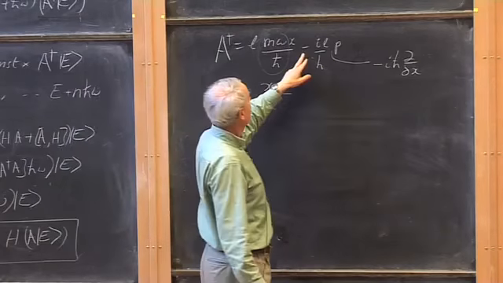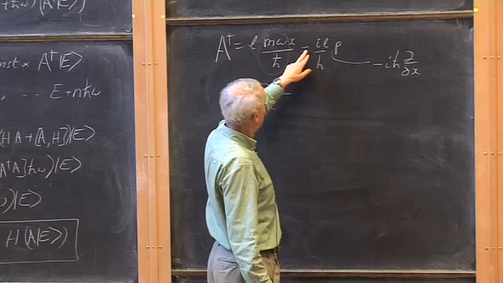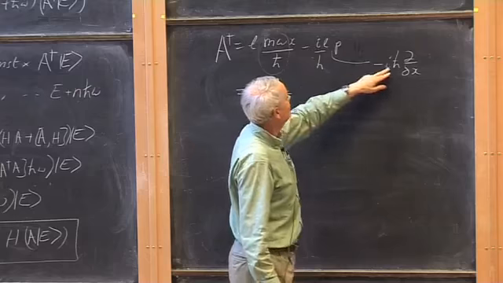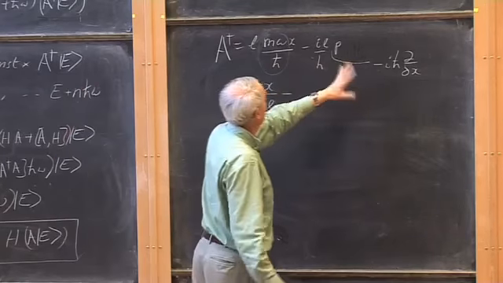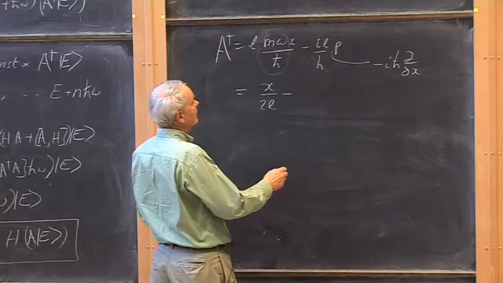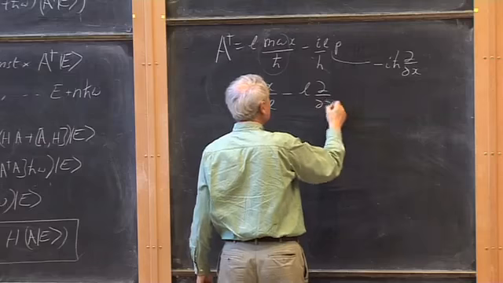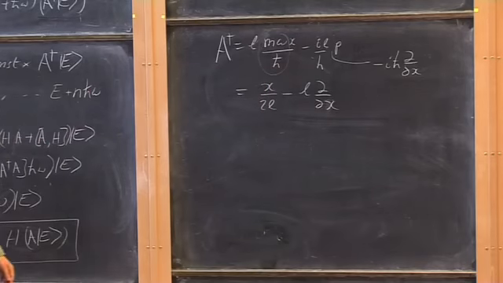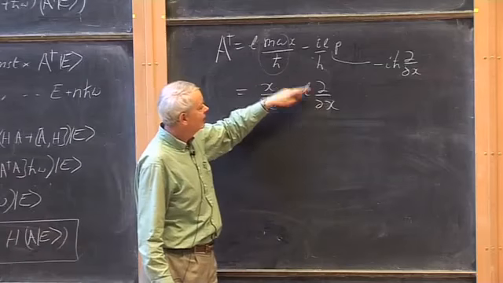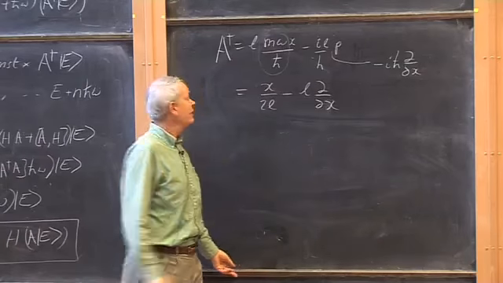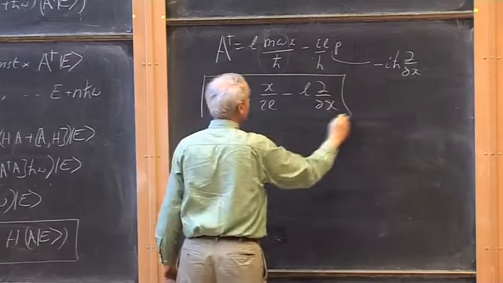So the i's get together and make a minus sign, and the minuses cancel each other, so we have an overall minus sign. The h bars cancel, and this becomes L d by dx. A dagger was billed as being dimensionless. Is it dimensionless? Yes, because they have an x over L and an L over x. So this is a handy formula for future reference.